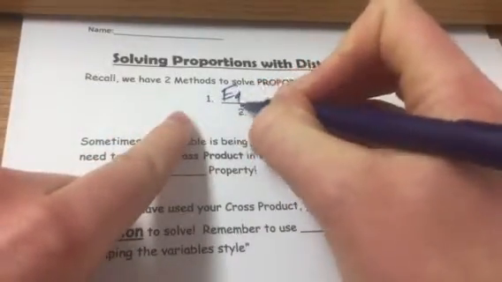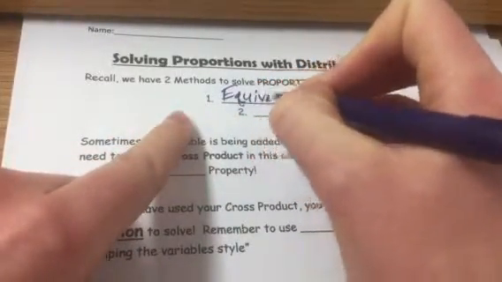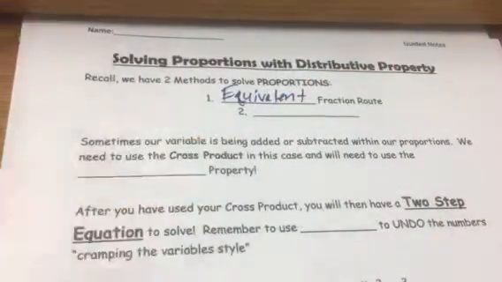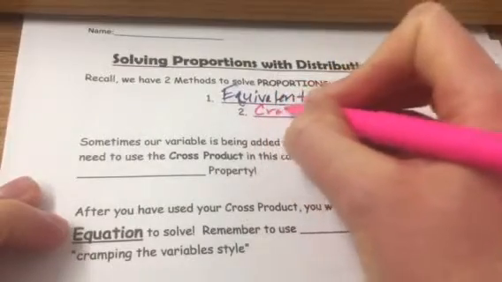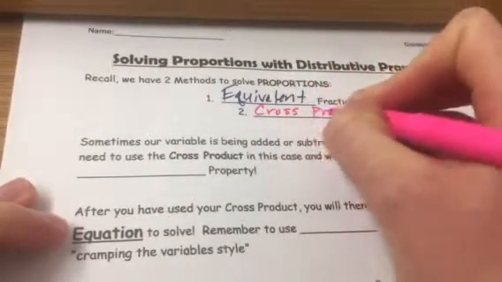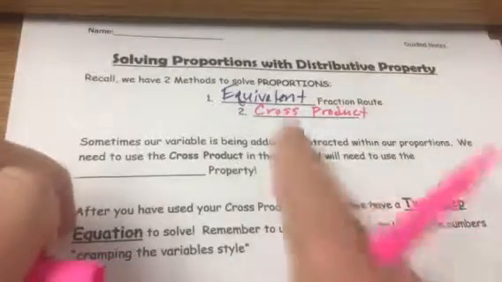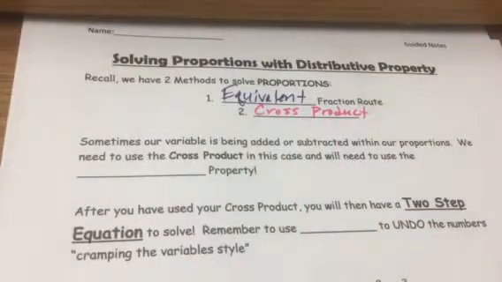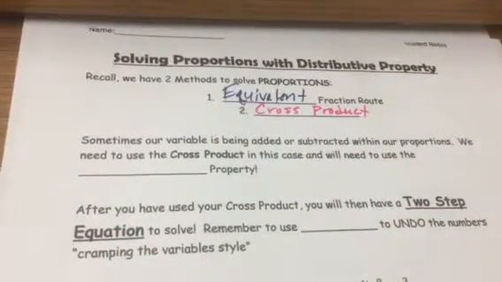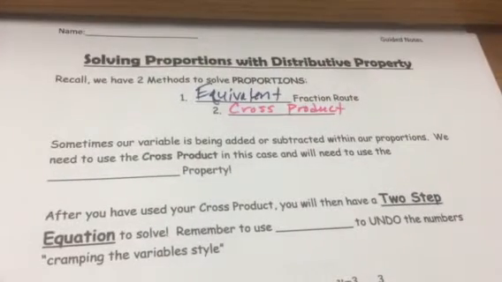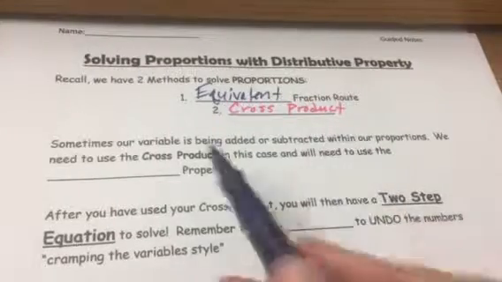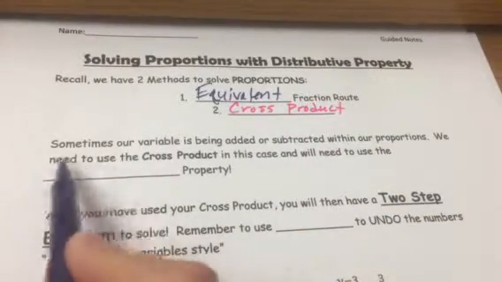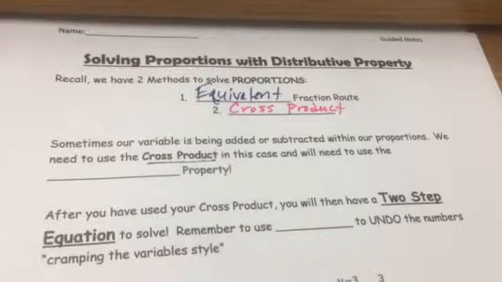We have the equivalent fraction route, and we also have that new process that we studied earlier this unit called the cross product. And we might find that the cross product is going to be really useful in this case. Sometimes our variable isn't just sitting alone, it's actually being added or subtracted within our proportions. I shouldn't say we need to use it, there are actually other ways to do it, but in my opinion, it's usually easiest to use the cross product in that case.